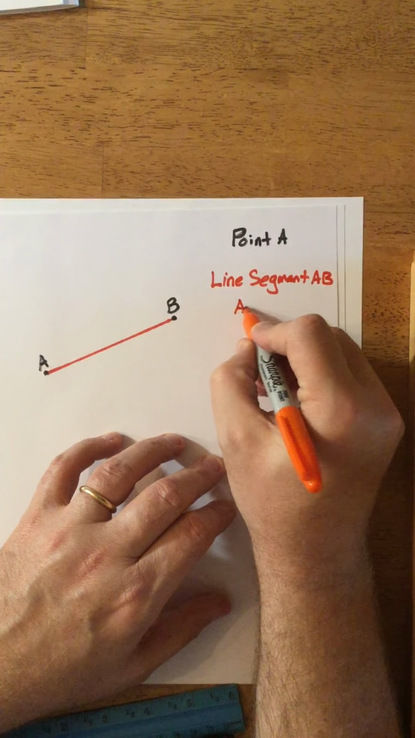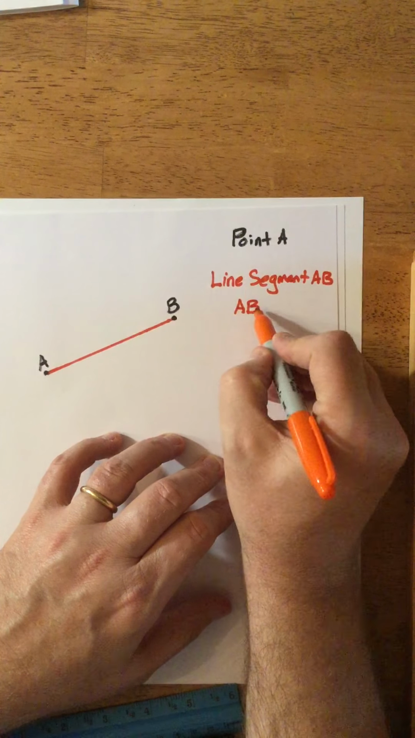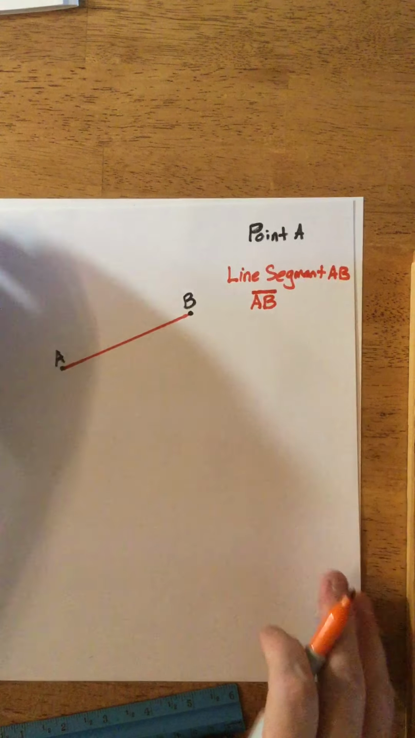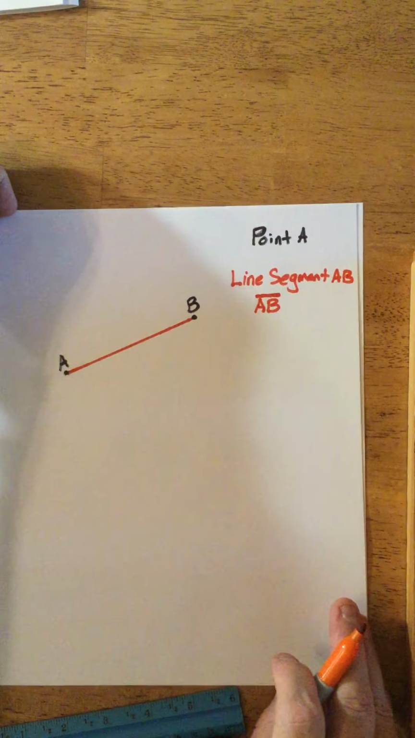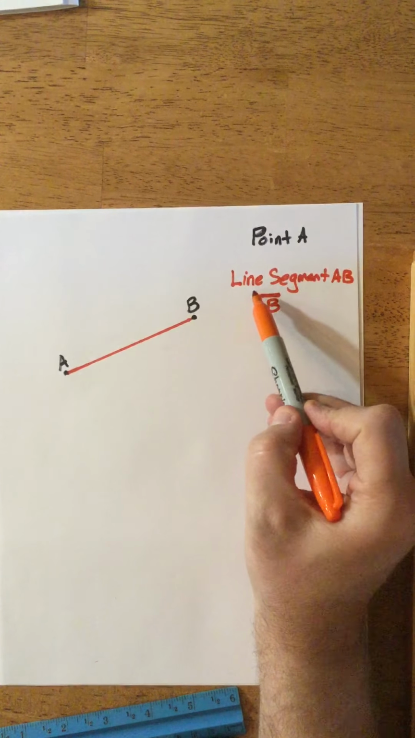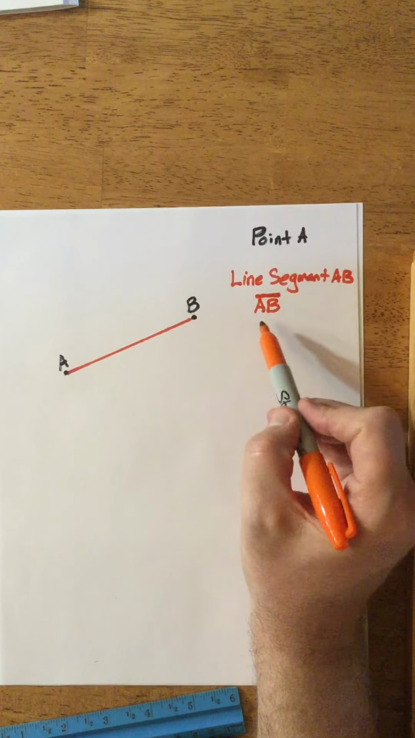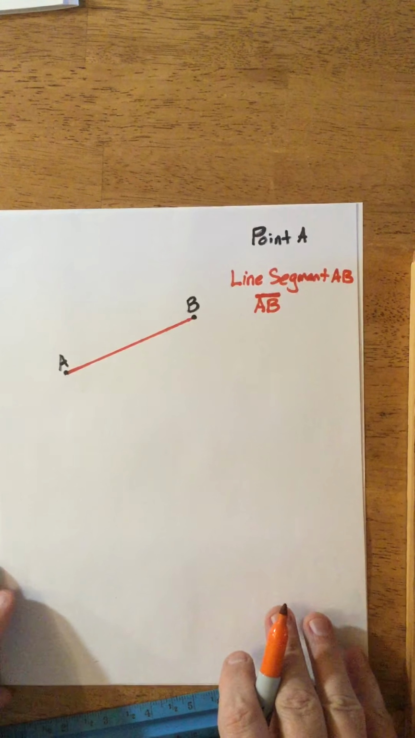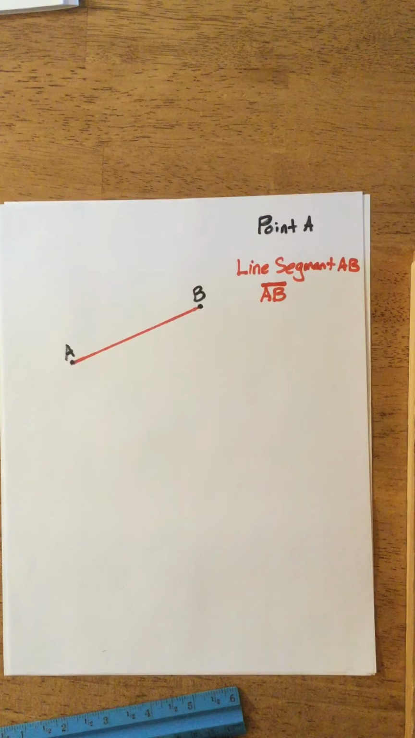Now you might see it with the capital letters A and B, and I forgot to mention that we use capital letters to make our marks. So I could say line segment AB, or you might just see the symbol on top of the A and the B. So that is our first thing.